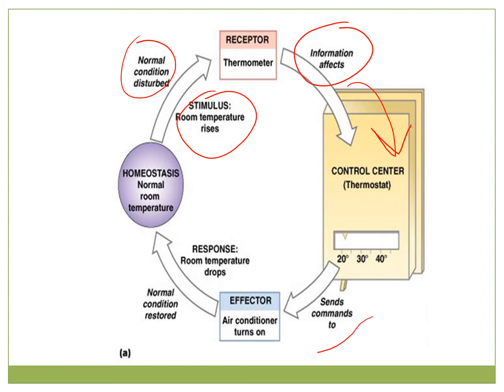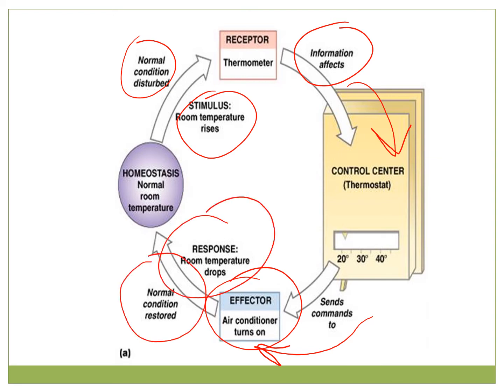The control center is going to send a command to your air conditioner. It's going to turn on. From there, you're going to elicit that response where the room temperature is dropping. That normal condition is restored. We are back to homeostasis. So that normal room temperature where we've maintained, I want to say we're back to homeostasis, but we are working to maintain homeostasis of your home in this particular situation.